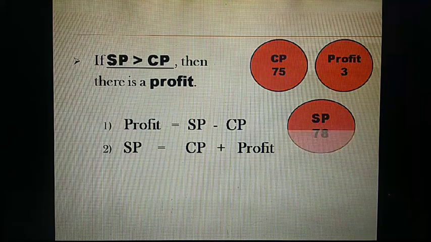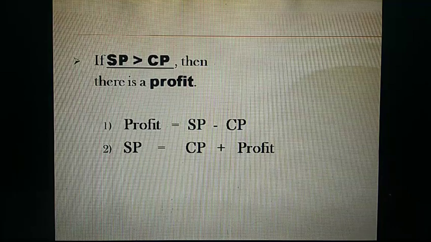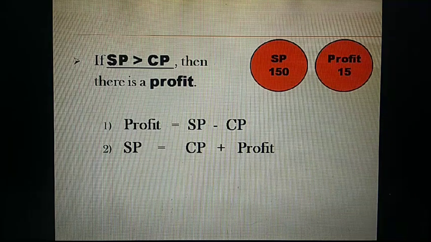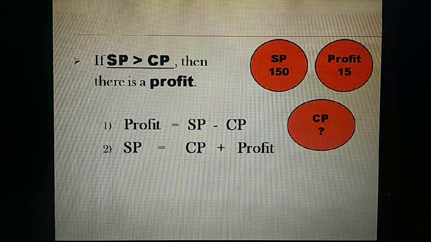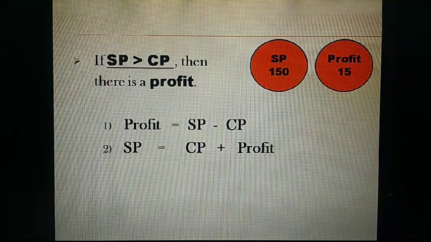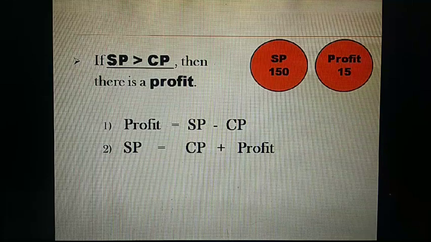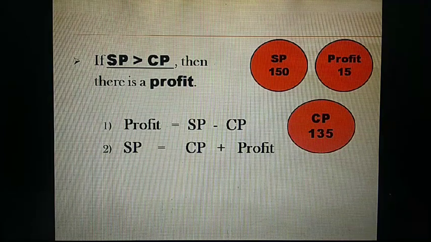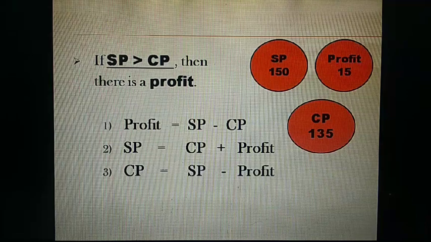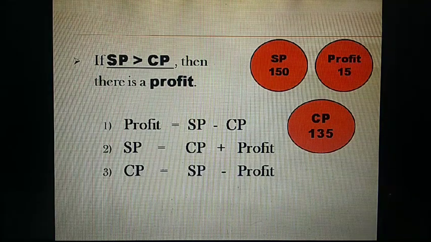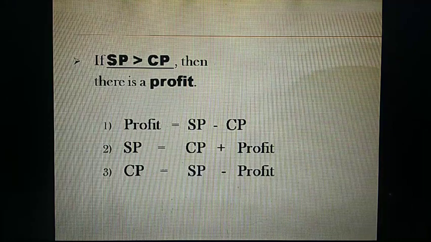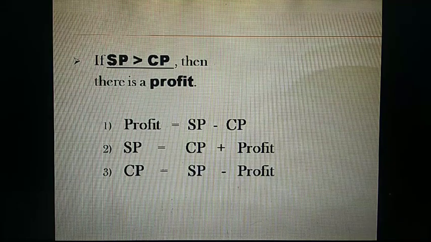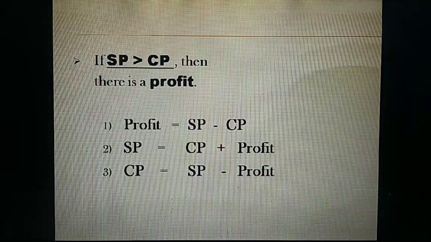Next, let's say the missing value is CP, and the selling price and the profit are given to you. You are supposed to find the value of CP here. What will be the value of CP? Yes, it is 135. We can get this value by subtracting the values given to you. So the formula will be CP is equal to SP minus profit. By considering easy examples, we can deduce these formulas for the missing values.